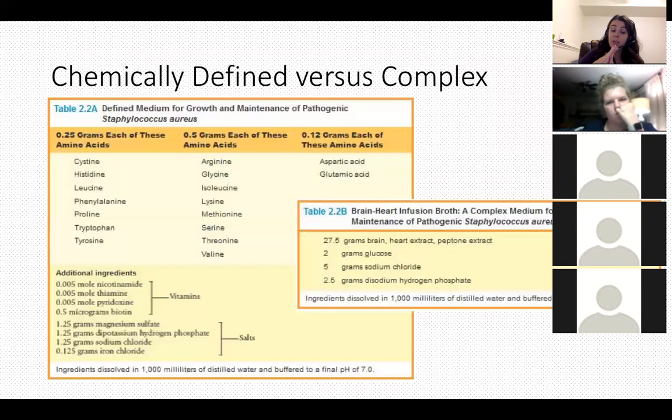And so when you are trying to decide if media is complex or chemically defined, you should look at the ingredients list. And anytime you see any animal parts, any names of organs, anything that says extract or infusion or whatever, that tells you that it's complex. So this brain heart infusion broth, we have 27.5 grams of brain, 25.7 grams of heart extract and peptone extract. So all of those things are going to have the nutrients that our microbe needs to grow. It's going to have amino acids, salts, vitamins, sugars or fats or whatever, but we don't know the exact amounts the same way.